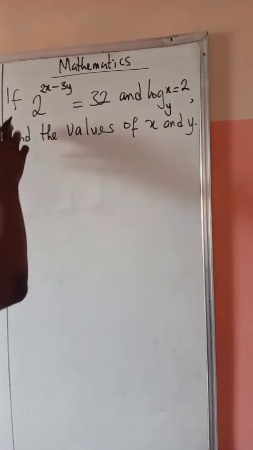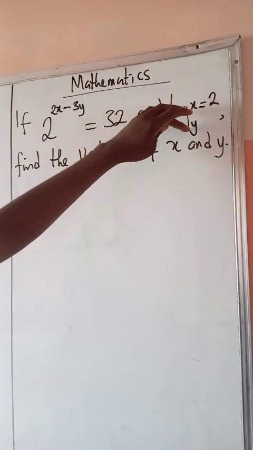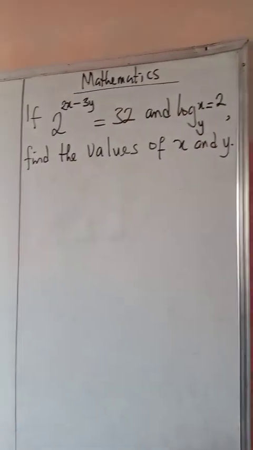All right, so we are going to solve this now. If 2 to the power of 2x minus 3y is equal to 32, and log x to the base of y is equal to 2.